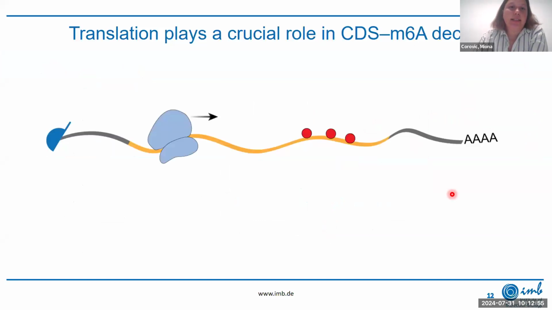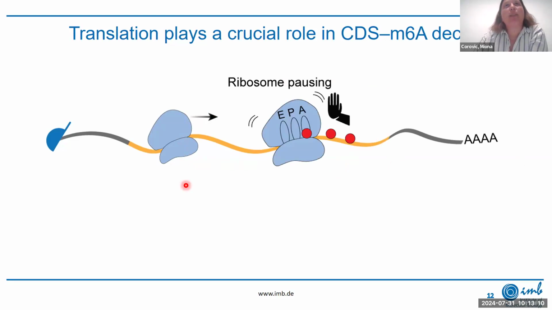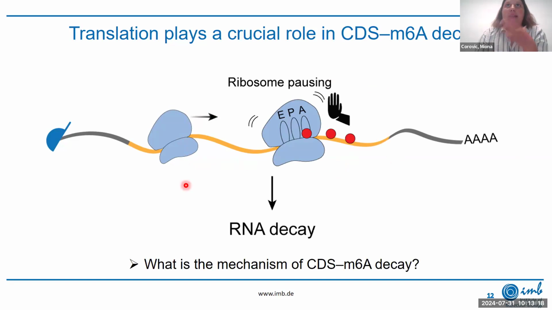And this leads me to my first summary slide: if we have an mRNA that has M6A sites in the CDS, and this mRNA is being translated, once an M6A site is in the A site of the ribosome, it will lead to ribosome pausing, and it will influence RNA decay. But still, what is the mechanism of the decay itself?